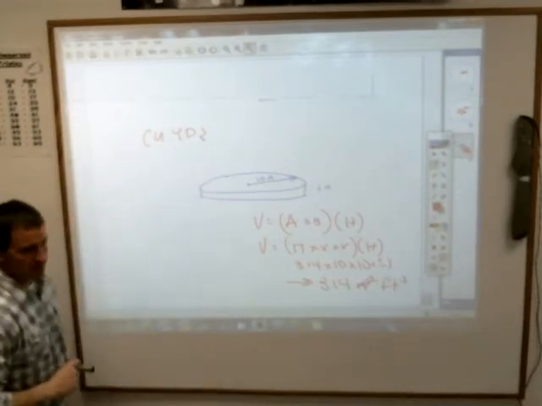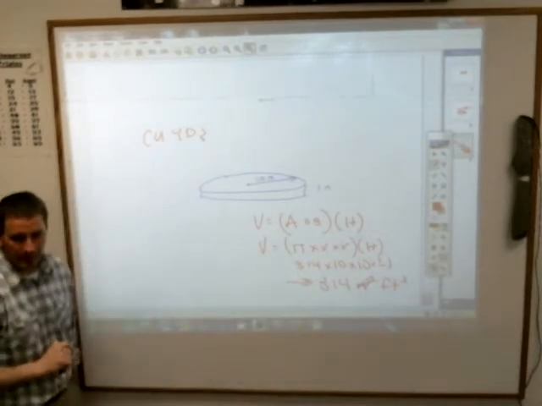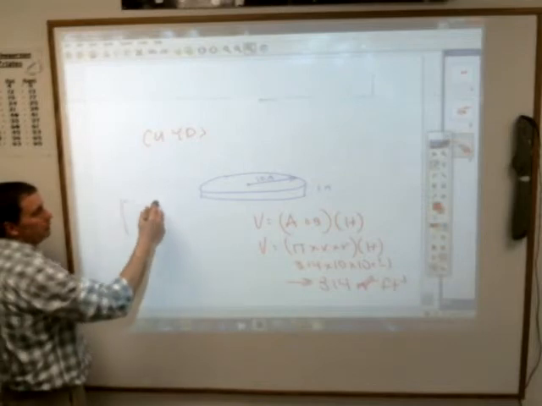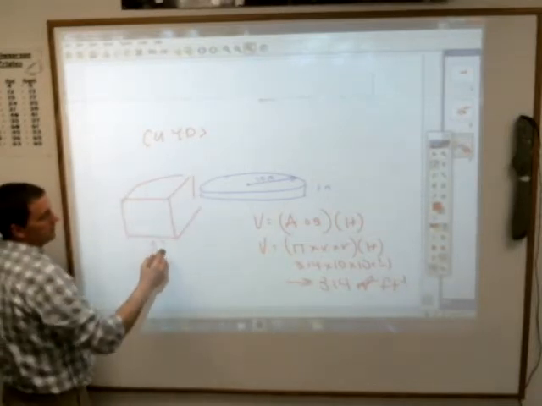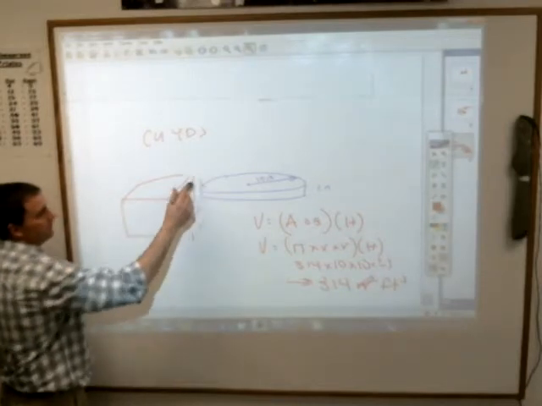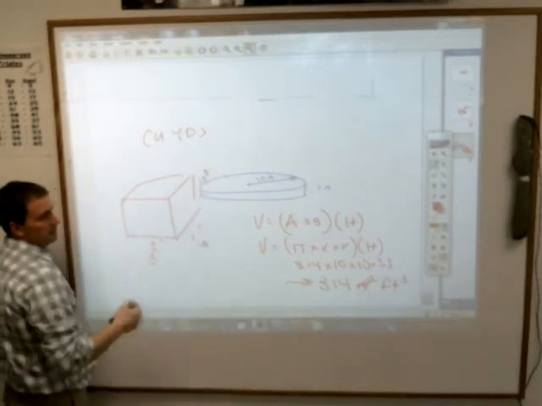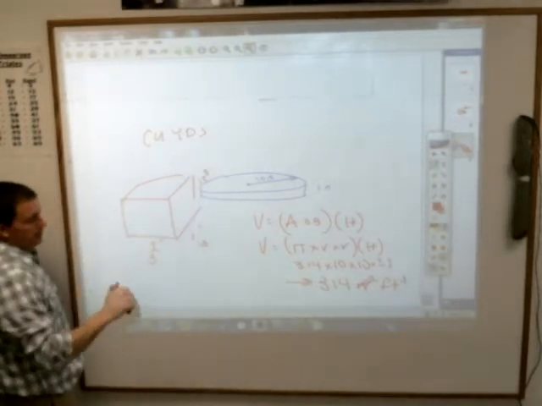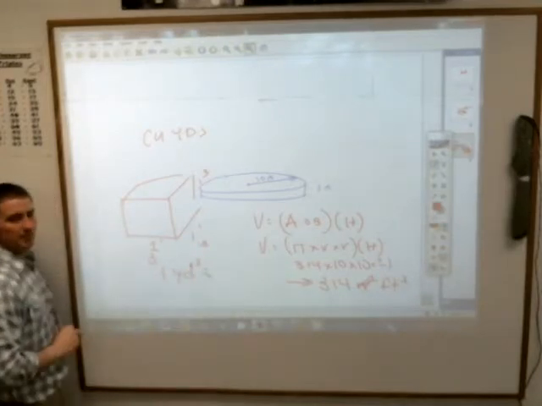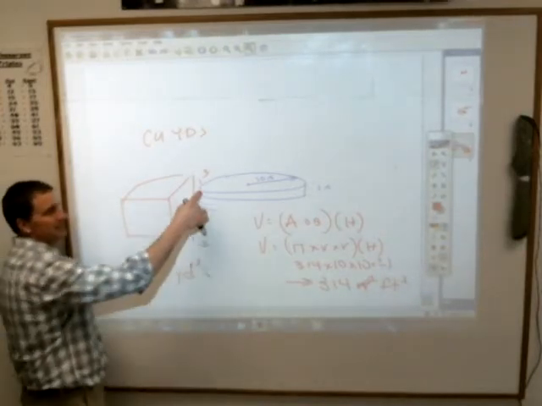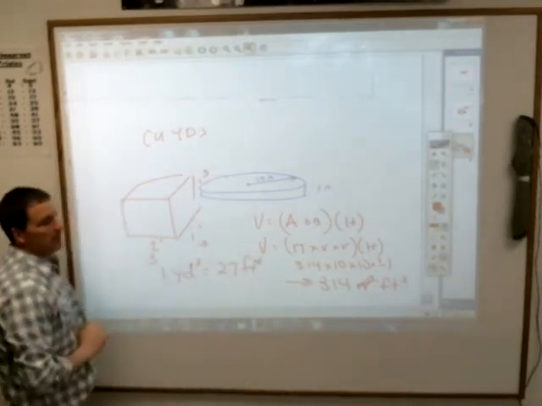Okay? So the basic gist is you have to figure out how many cubic feet are in 1 cubic yard. Well, that's not very hard because if you sketch out a cubic yard, a 1 yard by 1 yard by 1 yard cube, how many feet are in a yard? 3. So each one of these measurements is 3. So 1 cubic yard, 1 yard cube, is how many cubic feet? 3 times 3 times 3. There are 27 cubic feet in a cubic yard.